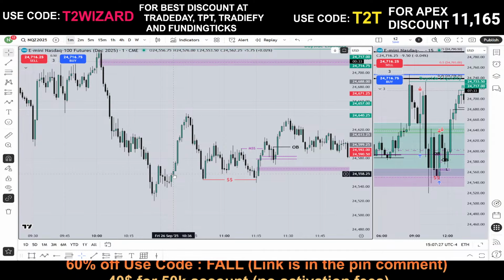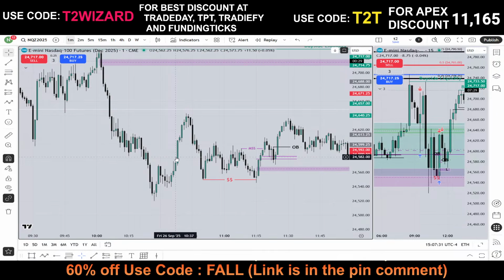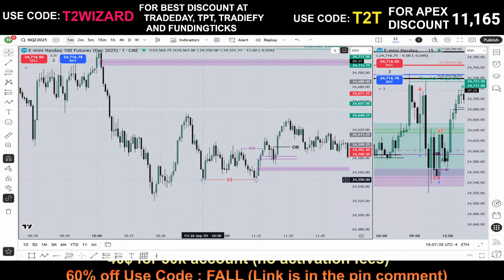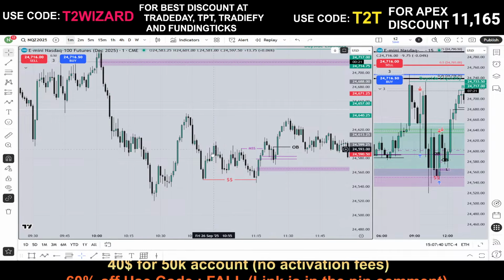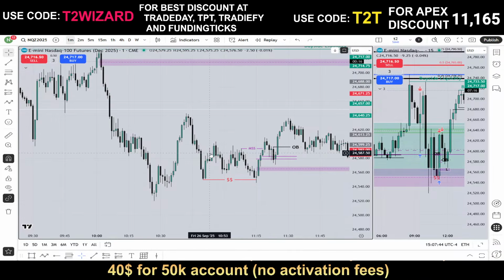You're feeling lucky because it went 100 handles. You were not able to enter over here, so it gave you another opportunity. So you are lucky. Wow, I'm so lucky. Market came back again to give me the entry. No, it didn't do that. It's not telling you, please take the entry. No, it's not telling you anything.